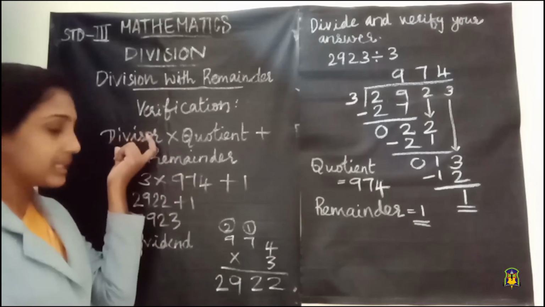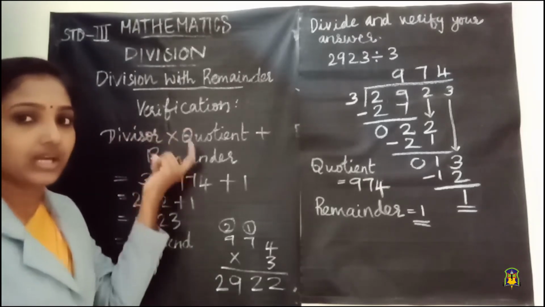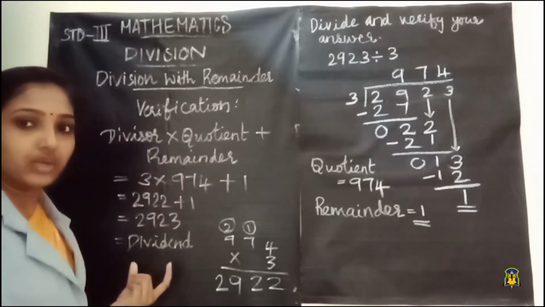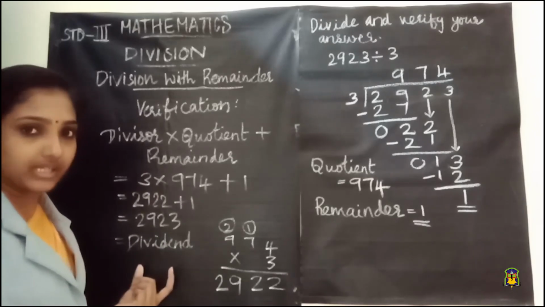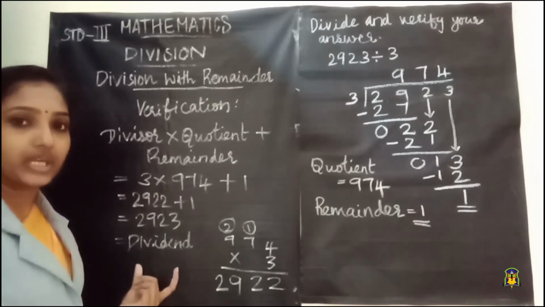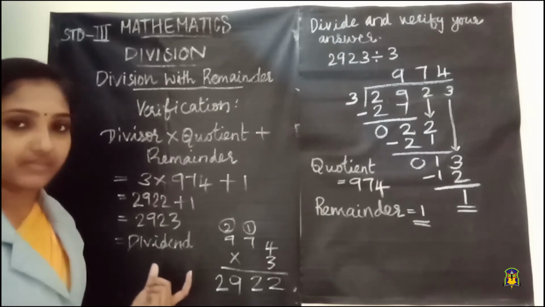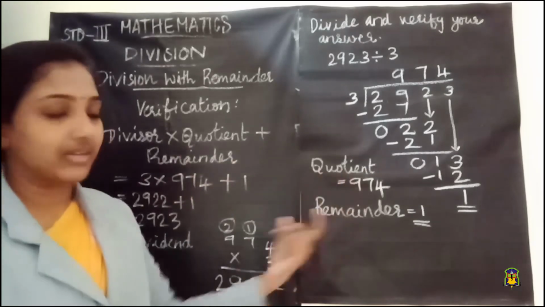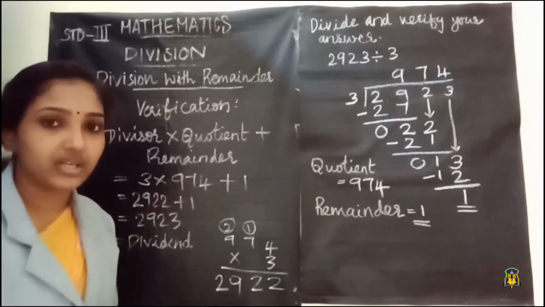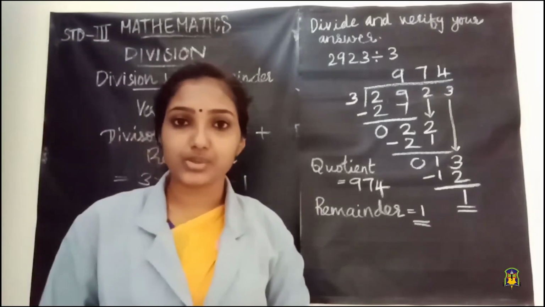So after multiplying the divisor into quotient and adding the remainder, what did we get? We got back our dividend itself. So what we can say? We can say that our answer in division, our quotient and remainder, is correct. Okay. So hope you all understood today's class.